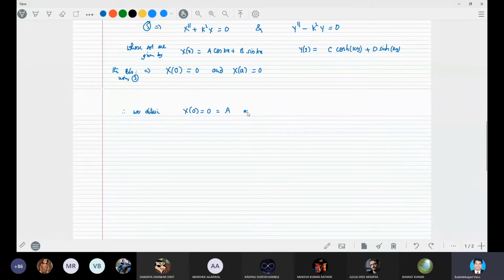And X of a equals 0, that means b sin ka equals 0. Since b is not equal to 0, sin ka equals sin n pi, or ka equals n pi, or k equals n pi by a, where n equals 1, 2, 3, and so on, right?